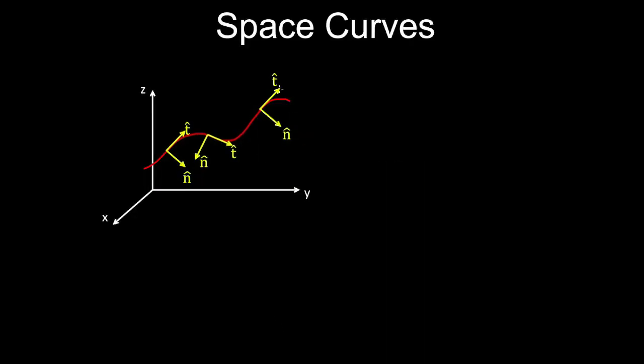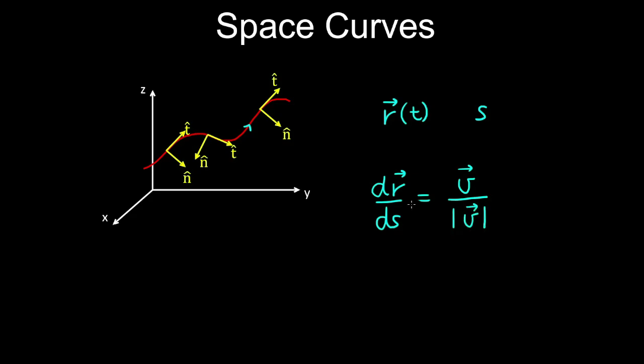The curvature, normal and tangent vector functions for planar curves are applicable to space curves. So we specified a space curve as a vector function of a parameter t, and given s is the arc length parameter of the curve, then the derivative of the position vector with respect to the arc length parameter is equal to the velocity vector normalized by its magnitude. And this is how we defined the unit tangent vector function.